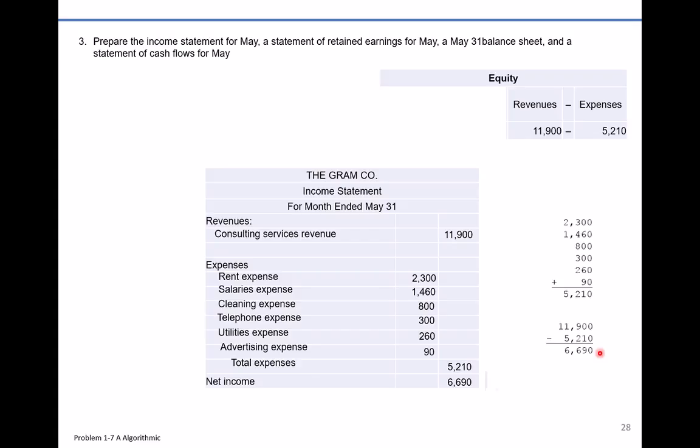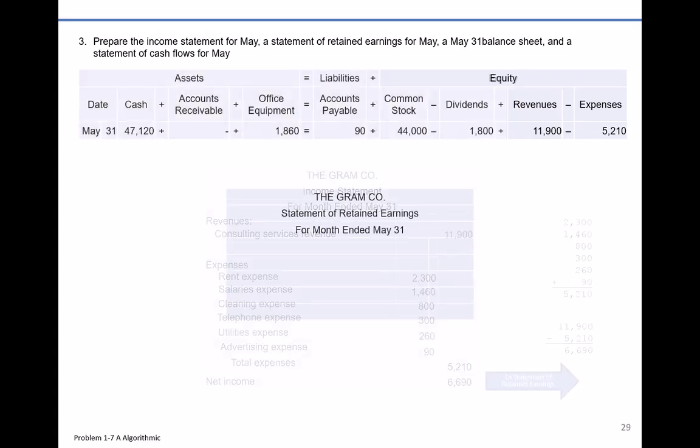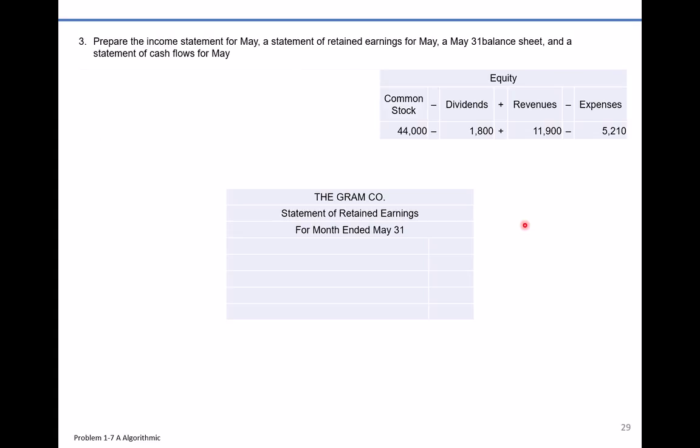Now that net income of $6,690, that'll move over into the next statement we do, the statement of retained earnings. Let's take a look at that next. For the statement of retained earnings, we're going to begin with beginning retained earnings. The company just started in the month of May, so on that very first second of the month of May, did the company have any earnings that it had retained? Did it have any money that it had made up to that period? Well, no, beginning retained earnings were zero.